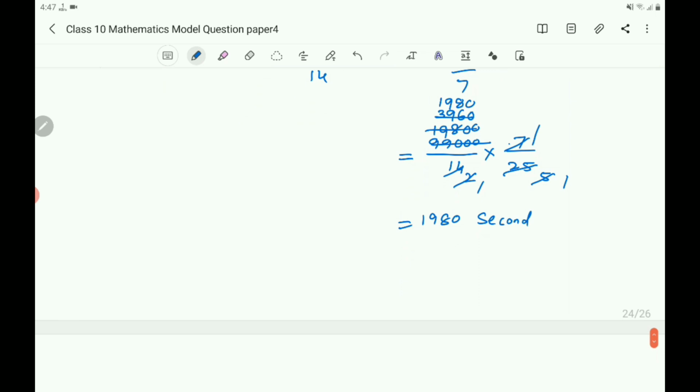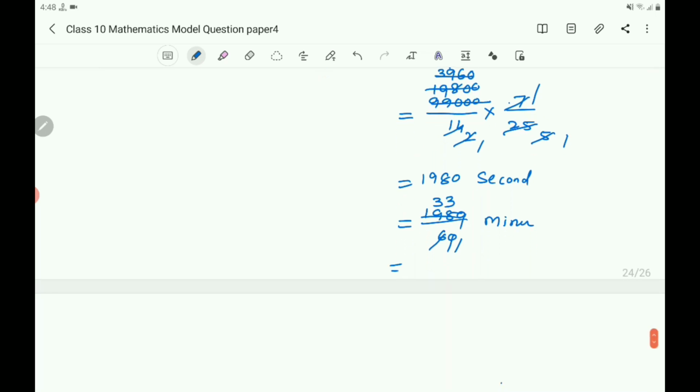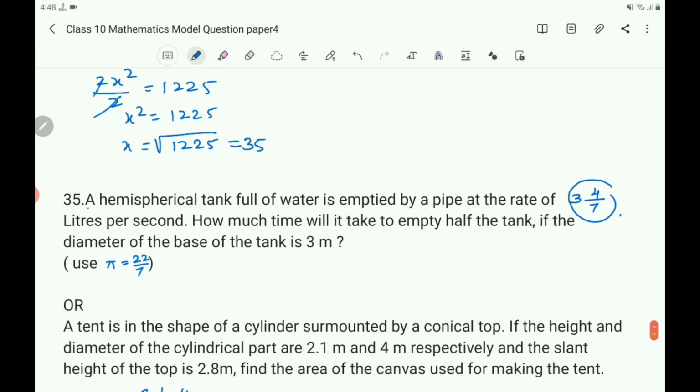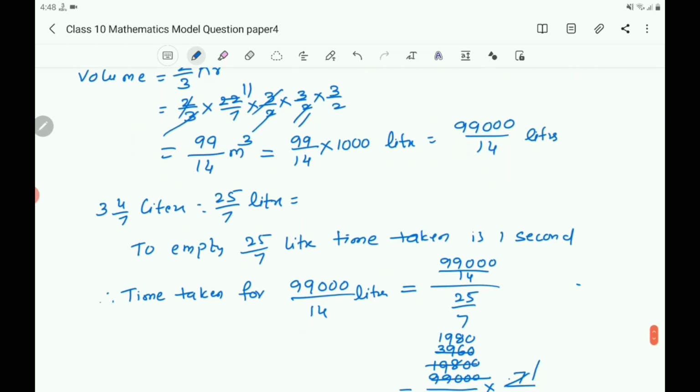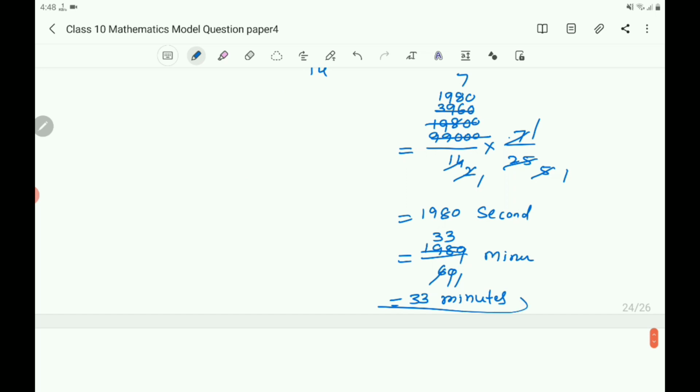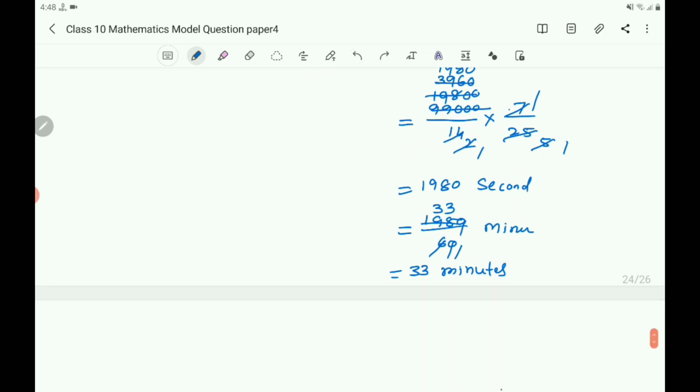To convert this into minutes, divide by 60: 1980/60 minutes, 0 cancels, 6 threes are 18, 6 threes are 18, so 33 minutes. So what is the time taken to empty the tank? How much time will it take to empty? Only half the tank is there. So 33 minutes is to be taken to empty the whole tank.